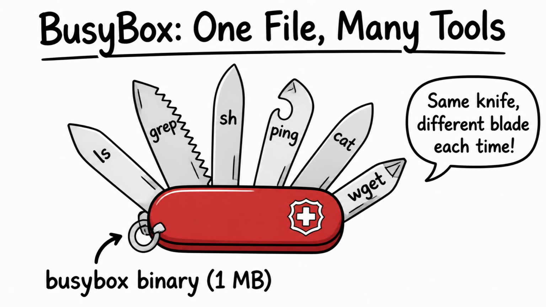And this is where the Swiss Army knife analogy comes in, and it's honestly perfect. A Swiss Army knife is one compact tool that unfolds into a knife, a screwdriver, scissors, a bottle opener, all from a single handle. Busybox works exactly the same way. It's one binary that, depending on how you call it, gives you different tools. Call it as ls and it lists files. Call it as grep and it searches text. Call it as ping and it tests your network. One binary, many personalities. That's Busybox.